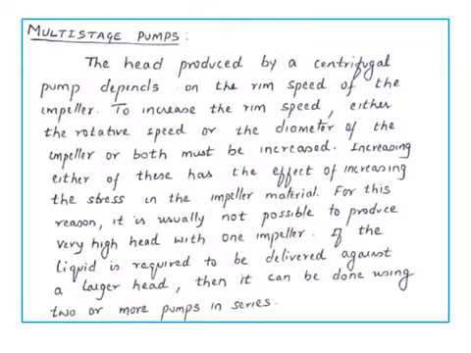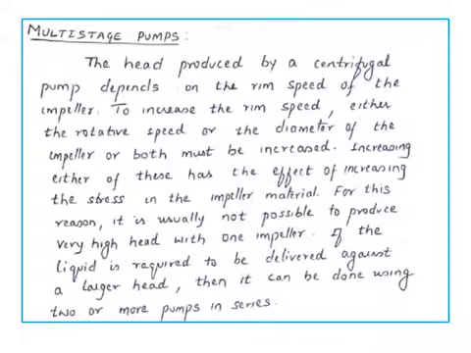So if you try to increase the diameter of the impeller, or increase the speed of the impeller, then you can produce more head. But if you increase the speed, or the diameter, or both, it increases the stress on the impeller. There will be vibrations in the impeller material, and it will not be able to take that much stress. So for this reason it is not possible to produce more head with one impeller.